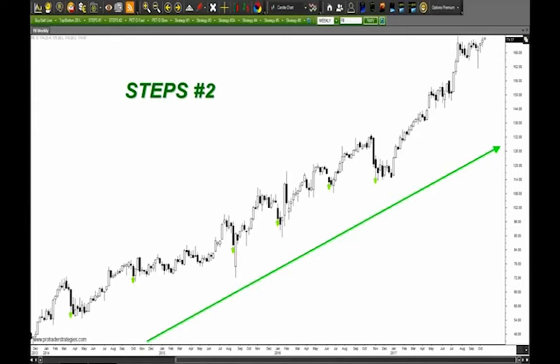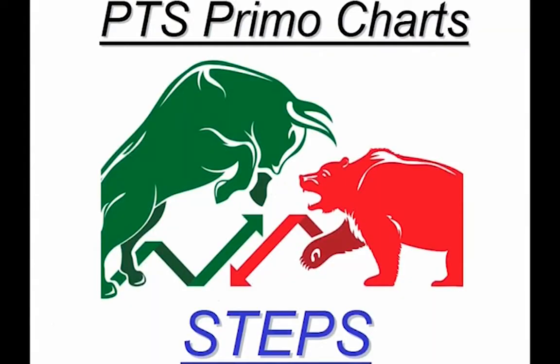So this is all automatically predefined in our new PTS Primo charting platform, and I'm really excited about it because it takes all of the hard work out for you, and you automatically know these high probability points of entry.